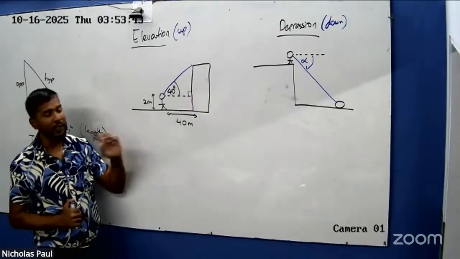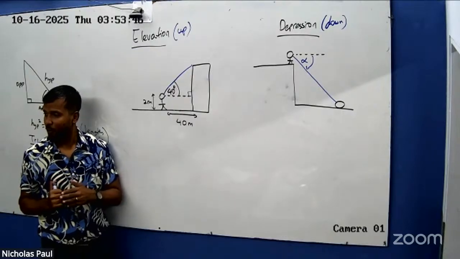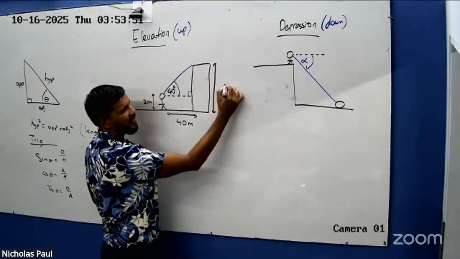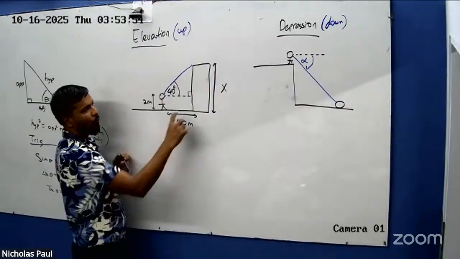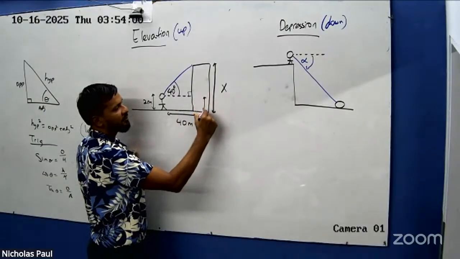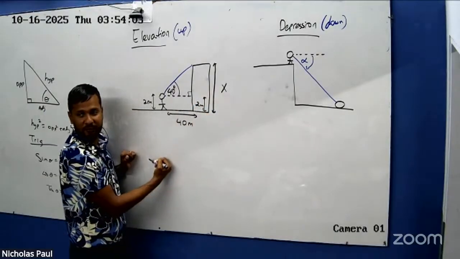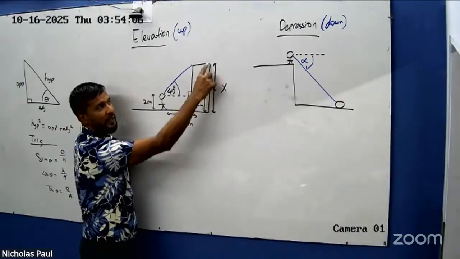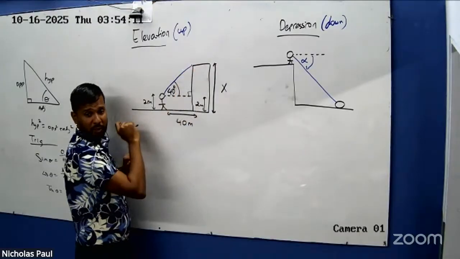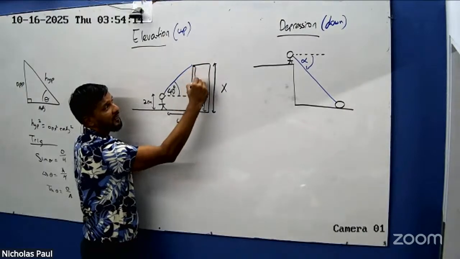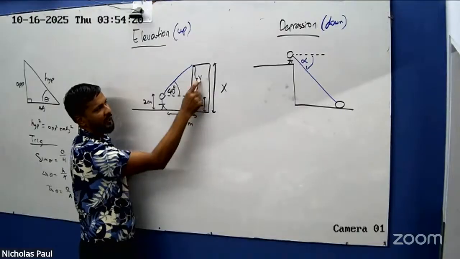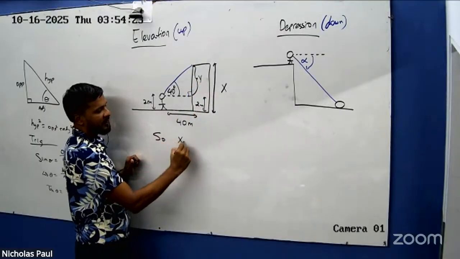So what do you need to get? What the question asks for: the height of the entire building. Let's call it X. Here to here is 2. We need the whole thing, so we need to get this distance here. Let's call that Y. If we get Y and we have the 2, we can add it up to get X. So we know X is Y plus 2.